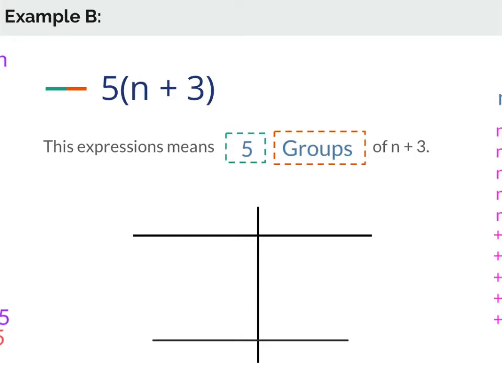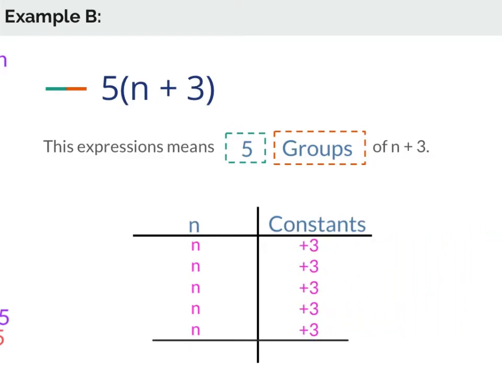So I'm going to be separating them into n's and constants again. Since I know I have 5 groups of n, I can just write n 5 times. And I have 5 groups of the constant plus 3, so I can add plus 3 5 times. Now I'm going to combine my like terms. n plus n plus n plus n plus n is 5n. And then 3 plus 3 plus 3 plus 3 plus 3 is going to give me 15. So my final answer is going to be 5n plus 15.